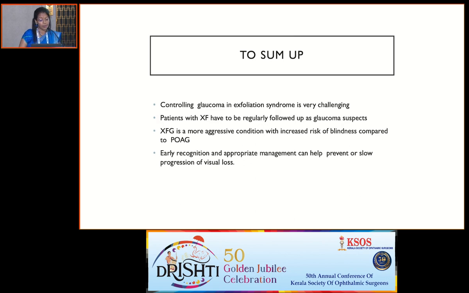So to conclude, controlling glaucoma in pseudoexfoliation syndrome is very challenging. Patients have to be regularly followed up as glaucoma suspects. And because it's a more aggressive condition with increased risk of blindness, there's a need for early recognition and appropriate management, which can help prevent the progression of visual loss.